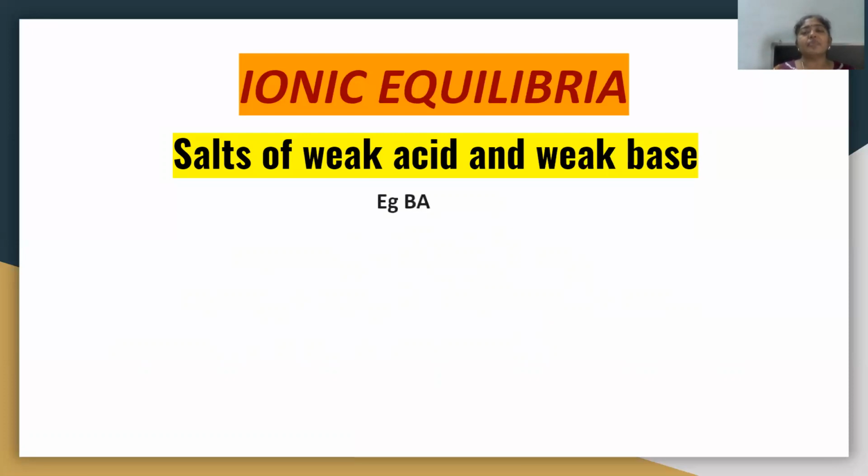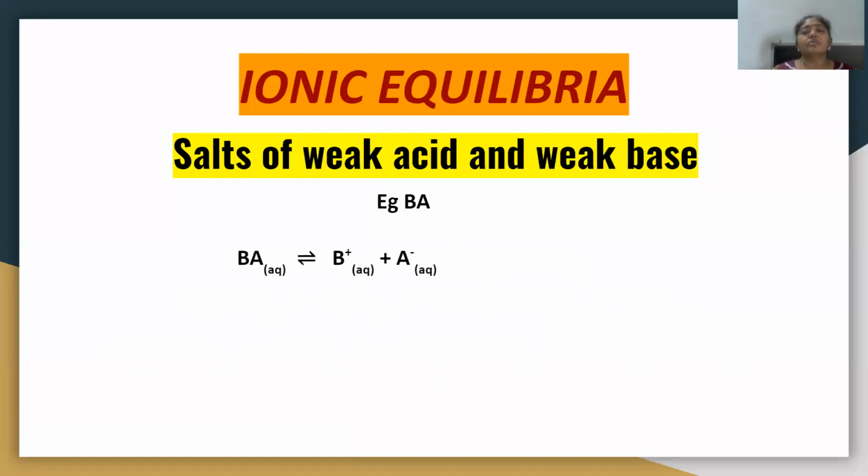So let us take an example here. Here I have to take a general example. Okay, so I have taken any general example, BA. Now let us assume that BH is the weak acid and AOH will be the weak base. Okay, so here how do we determine whether the solution is going to be acidic, basic or neutral when I put the salt in the water?